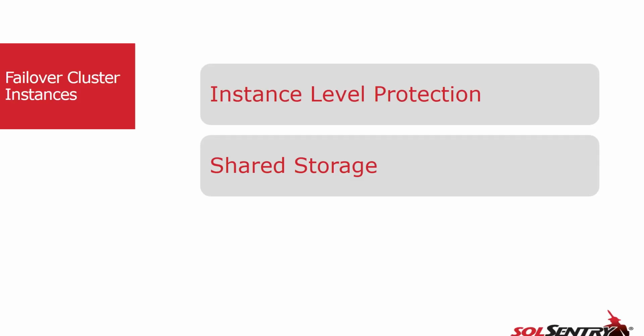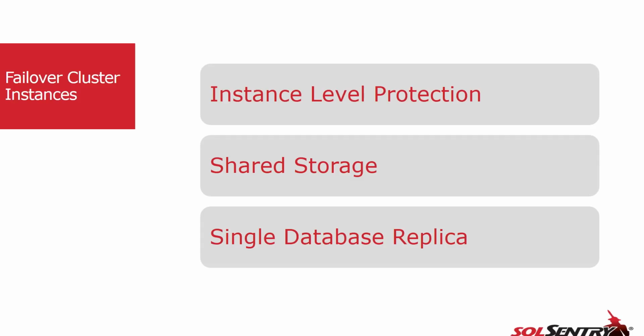Then we have our failover cluster instances. This is instance level protection. Whereas before you're looking at a database level scope, we're looking now at an instance level scope. Very, very useful when it comes to the synchronization of things like jobs, logins, and so on and so forth. We don't have to do them.